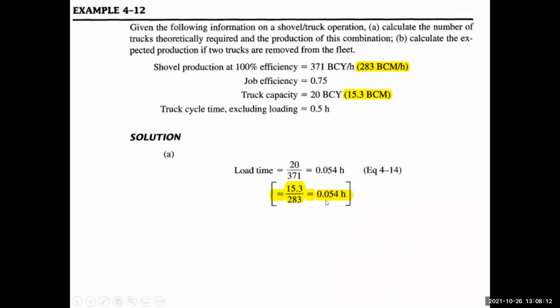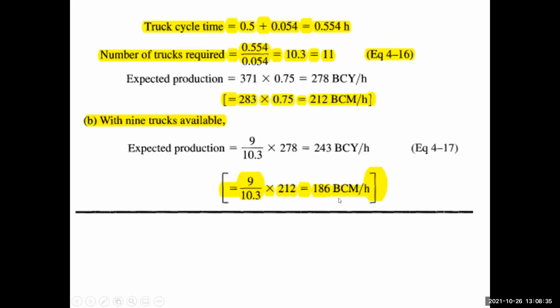So that means for the loading time, if we need to load the truck, then it should be 15.3 divided by 283. This is one of the approaches for calculating the loading time, which is given to be 0.05 hour. However, in order to match this capacity, we will need to find out how many trucks we will be needing.